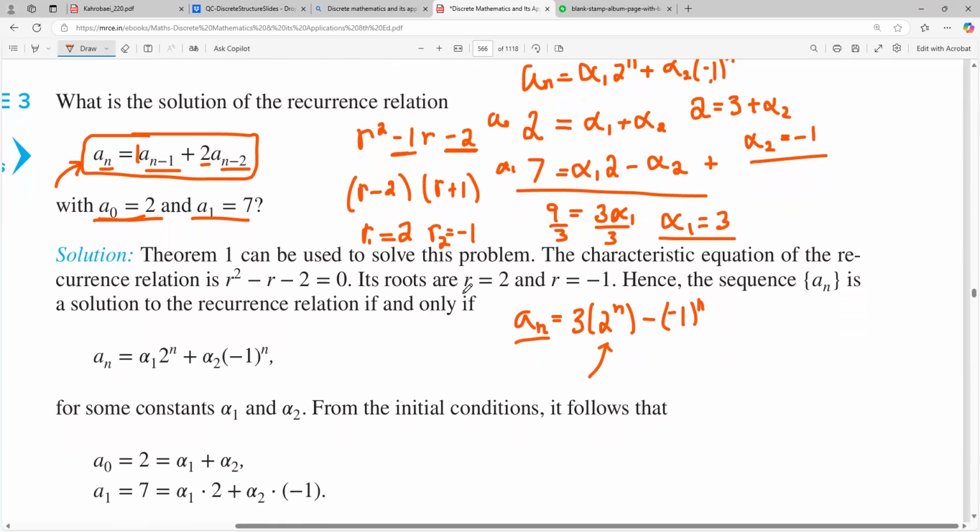And there you go. Does anyone have any questions about this question? Any questions at all? Speak now or forever hold your silence. Is everyone okay with this idea of recurrence relations?